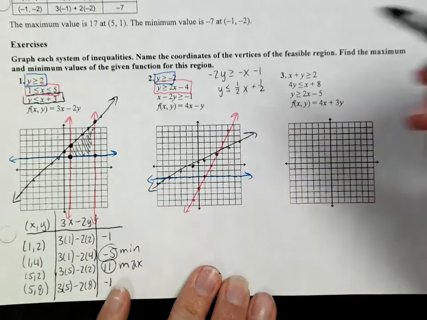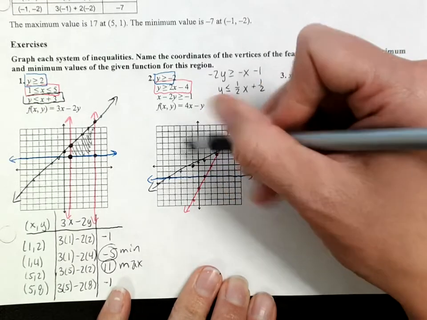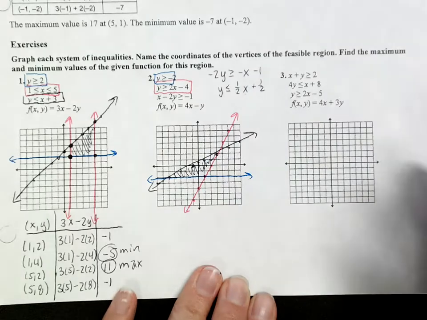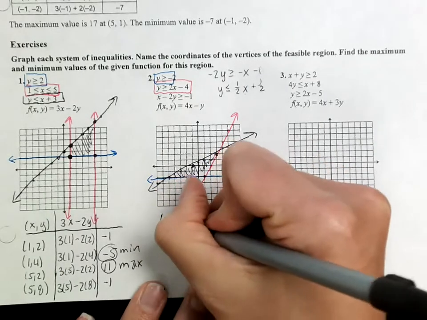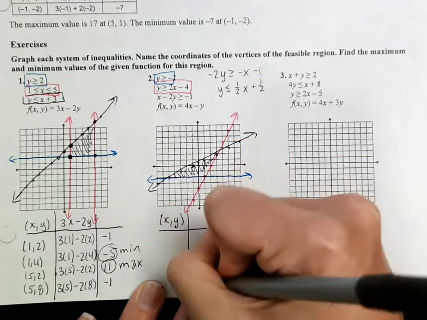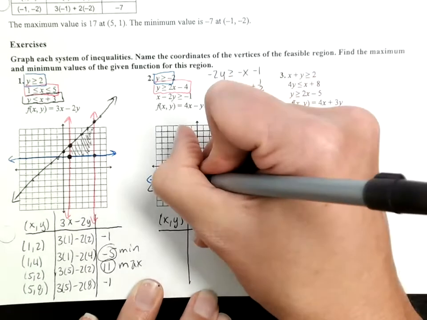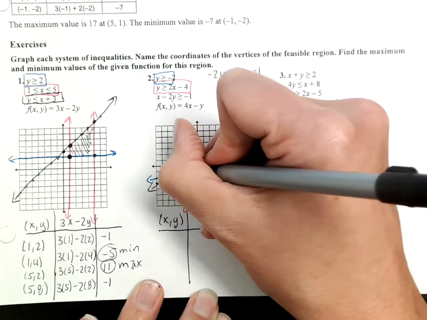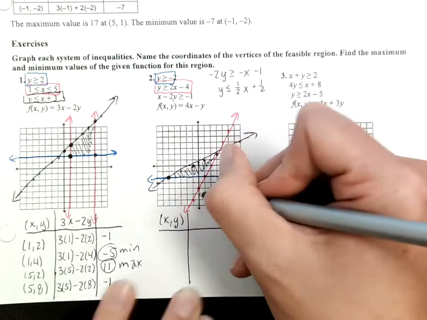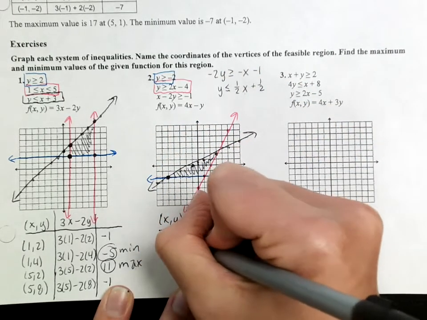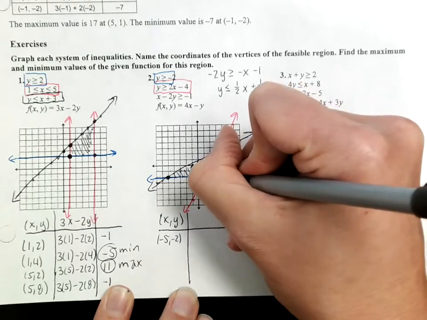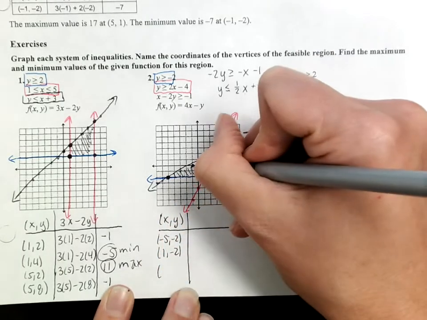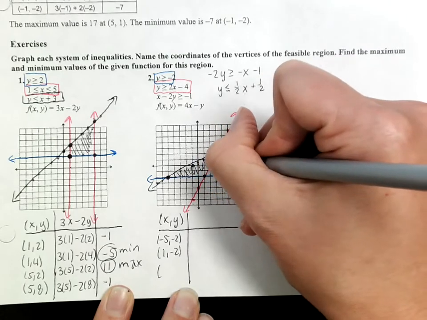Again, if I was going to shade this, above the blue, above the pink, below the black, I'm looking at this area right here. 3 vertices again. First one is right here. That's the point negative 5, negative 2. I have 1, negative 2. And 3, 2.